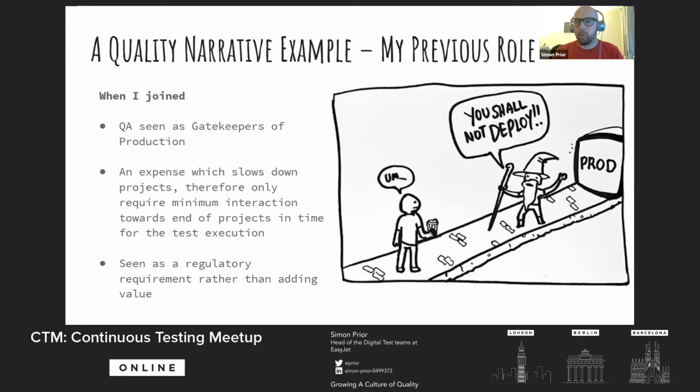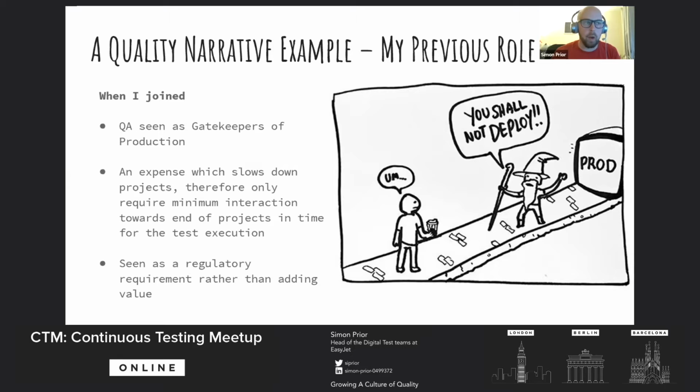So here's an example from one of my previous roles. When I joined, this was a very waterfall organization, which I didn't know how waterfall they were at the time when I joined, because that wasn't sold to me. But I very quickly learned where they were. They were seen as the gatekeepers of production. QA, nothing got into production unless QA signed off on it. So yeah, that was the starting point. We were seen as an expense, which slowed down projects. Therefore, it was very difficult to get any traction before code was cut and the final development build had been done. It was very hard to get any interaction with anybody before that happened.